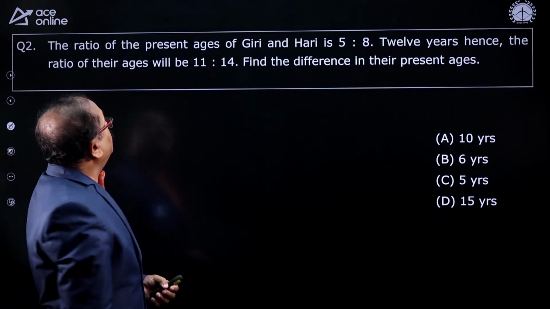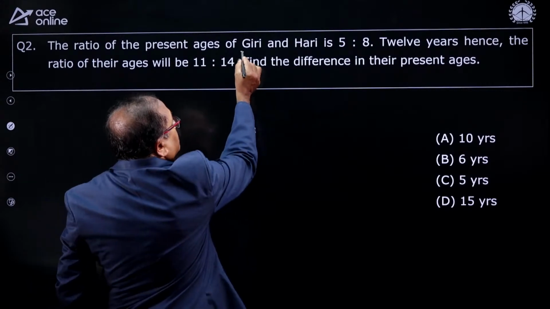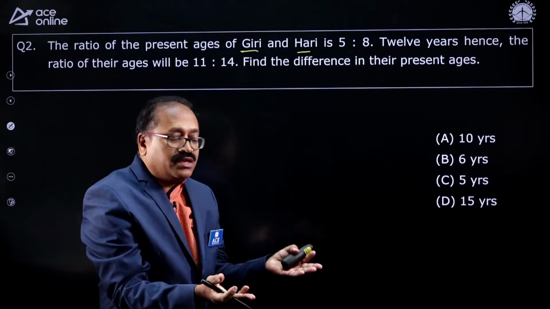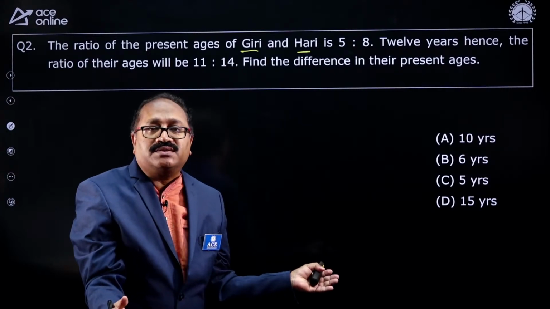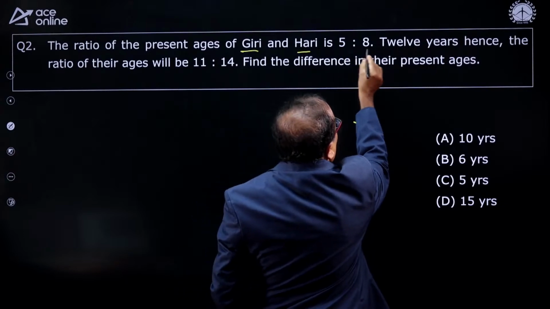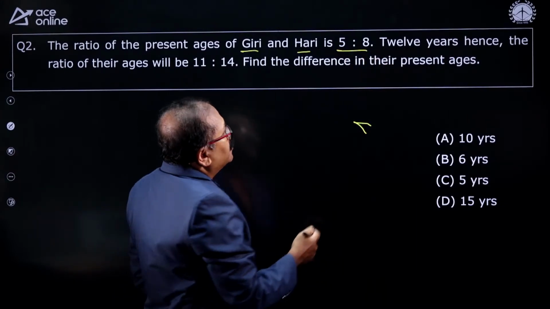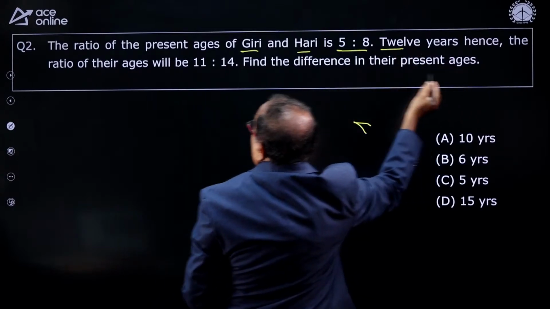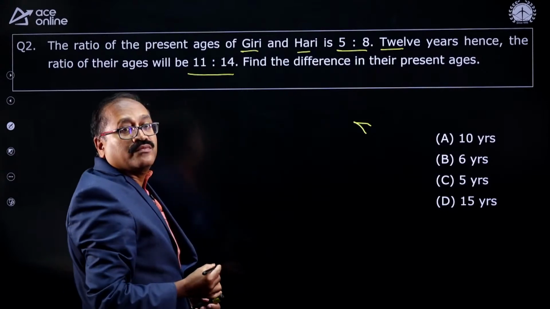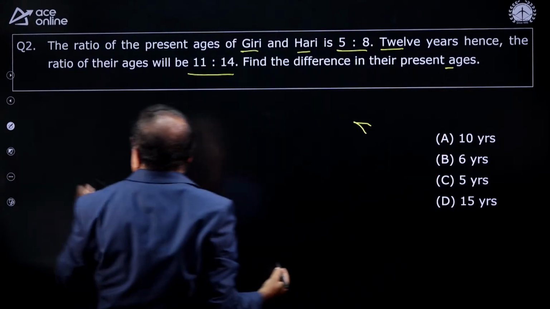Okay, now coming to this one. The ratio of the present ages of Giri and another. One question will come from this chapter. Make sure that the moment you read the question in the examinations, your answer is ready in a few seconds. The present age ratio is 5:8. Next, 12 years hence, the ratio of the ages will be 11:14. Find the difference of their present ages.